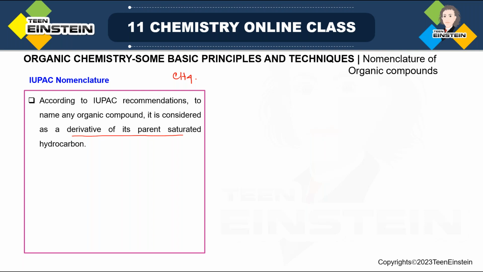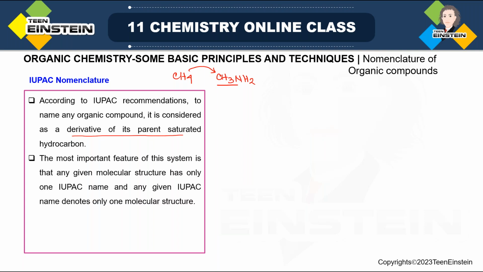But suppose we have one hydrogen replaced with some halogen or OH group or NH2. If it is NH2, then we will have the amine CH3NH2. But remember, this CH3NH2 is actually a derivative of CH4, as if you have replaced one carbon-hydrogen bond with a carbon-NH2 bond. So that is why it is a derivative of CH4. This is the basis of IUPAC nomenclature.